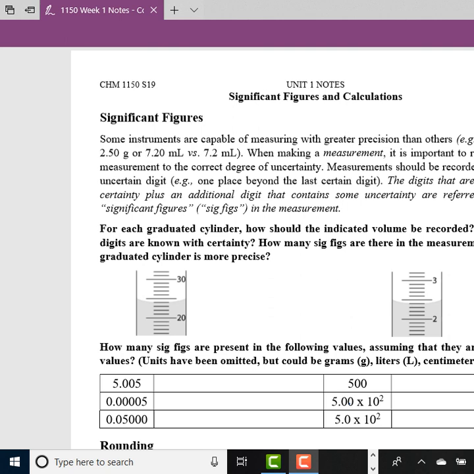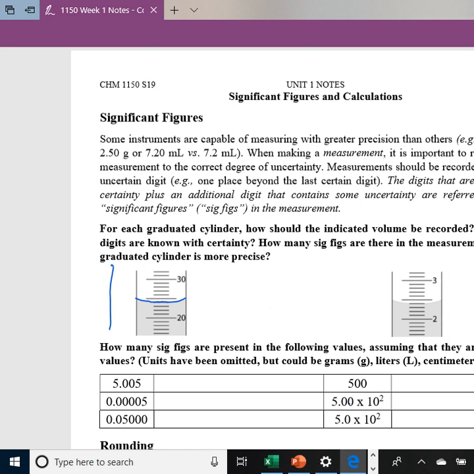So for each graduated cylinder below, how should the indicated volume be recorded? How many digits are known with certainty, and how many sig figs are there in the measurement? Which graduated cylinder is more precise? So let's look at this one on the left first. This meniscus, this is what we call this line here, I'm going to draw it in, actually a little bit above that. Okay, so we're going to look at that meniscus.